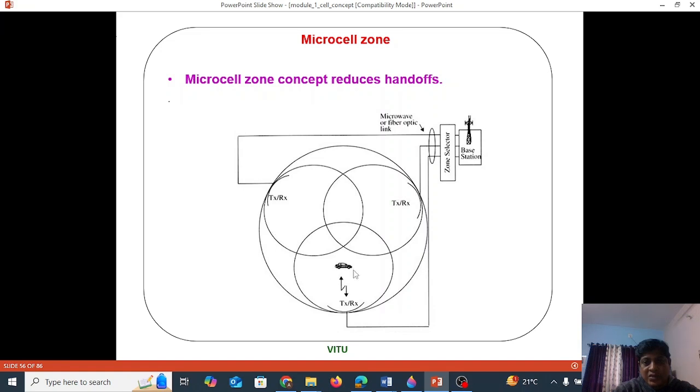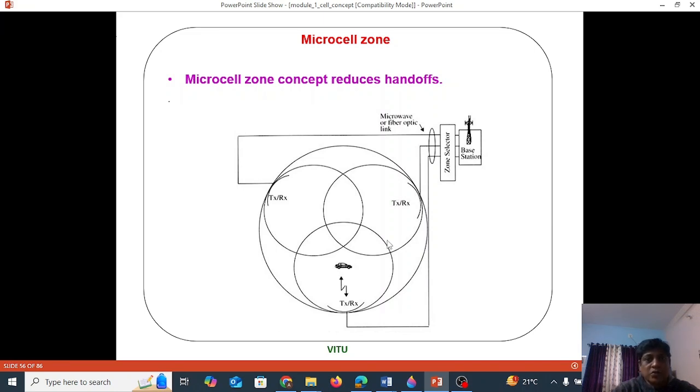Obviously, once the MS moves from this area to this area, initially it will be served by this antenna. When it moves to this area, it will be served by this antenna. The change of channels or data sessions will be done through the zone selector, but only one base station is involved. There are not two base stations. Basically, handoff takes place between two base stations. So even if the user is moving from one area to another area, there is no change of base station, so there is no handoff. So it's a handoff-free concept.